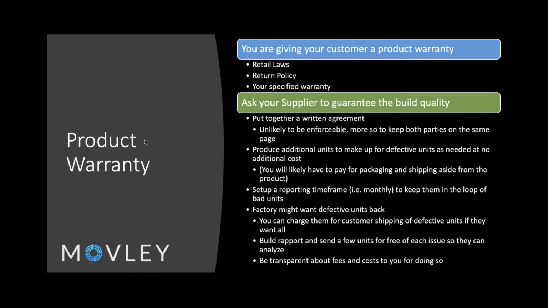And I would also recommend to build a report and send a few units of each issue for free, paid for by you for shipping, so they can analyze them to improve your quality control. And it's always recommended to be extremely transparent about the fees and costs for doing so. For example, if returning a customer product might cost you $5 or $7, it's really recommended to be transparent about those costs to your supplier in advance so they understand where you're coming from and don't feel that you're working to cheat them or something like that.